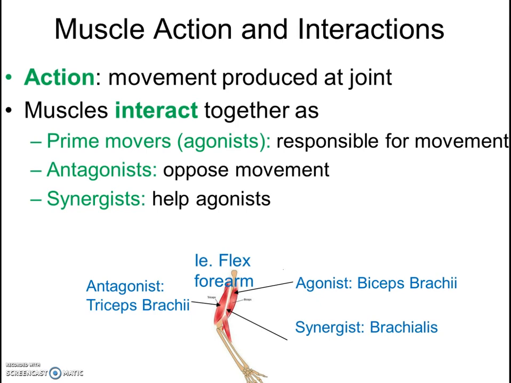We have the prime mover, or the agonist, which is the biceps, responsible for the main movement of flexing the forearm. We have the synergist, which helps out the agonist. In this case, it is brachialis, also helping biceps brachii flex the forearm. And then we have an antagonist that opposes this main movement. So in this case, we have the triceps brachii, which won't flex the forearm, but will do the opposite action, which is extend the forearm.